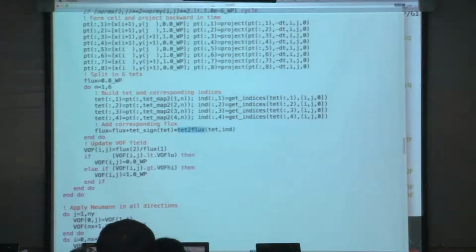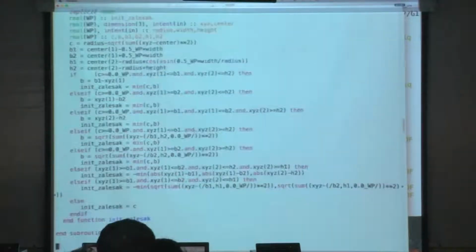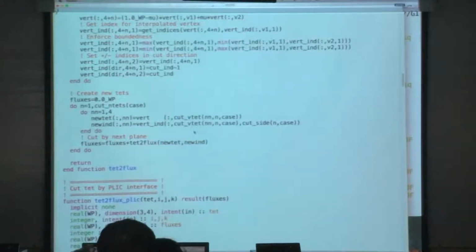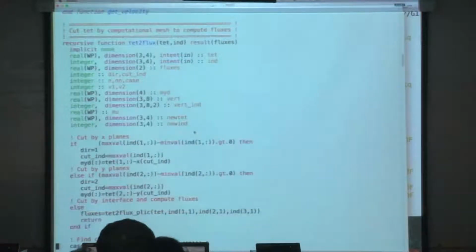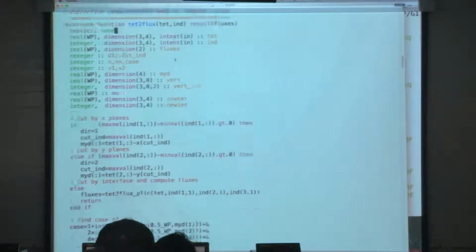This is what this function tet to flux does. If I scroll back up, you'll see that this is in fact a recursive function. What that function does is it looks at my neighboring mesh and it first establishes all the cuts with the neighboring grid cells. I want to cut down and trim my tetrahedron such that it is contained in a single cell. So this is what that routine does.